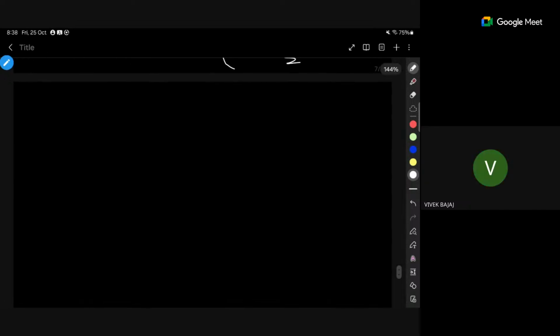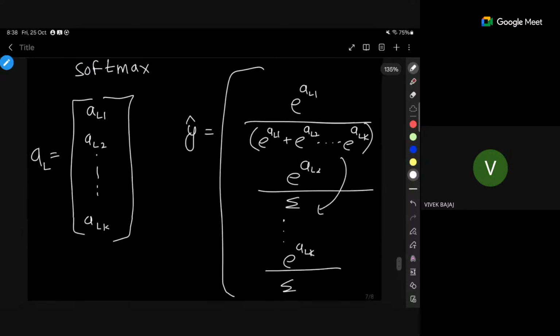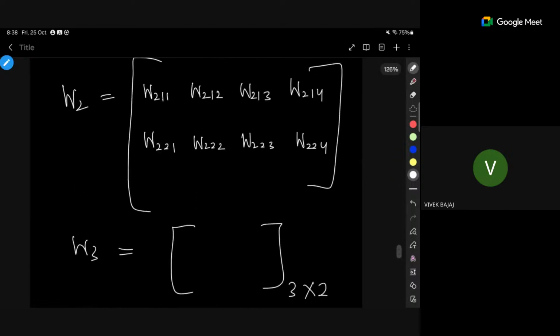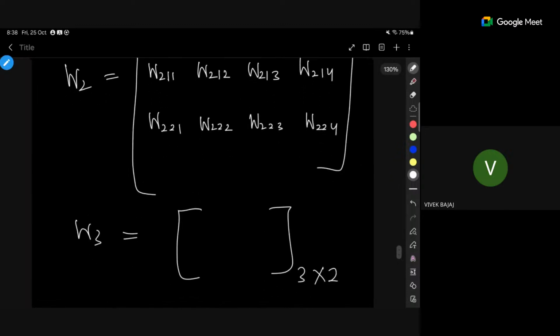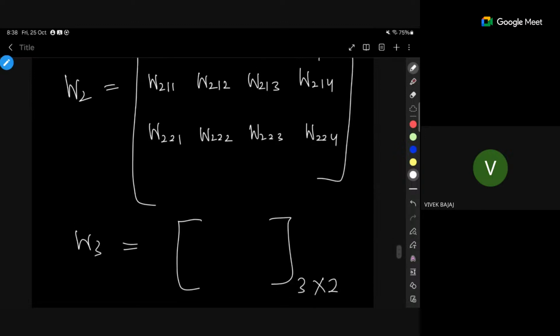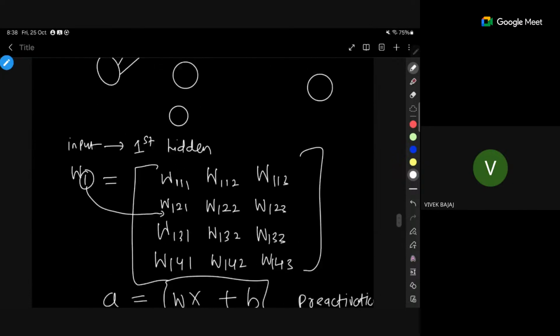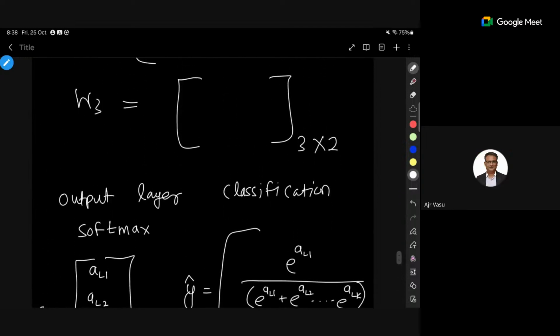Can you go up a little bit, just to that weight 3? W3 is a 3 into 2 matrix. Yes, 3, because I wrote 3 here. 3 classes, I mean K. You can write K into 2, if you like. So this K is equal to 3.